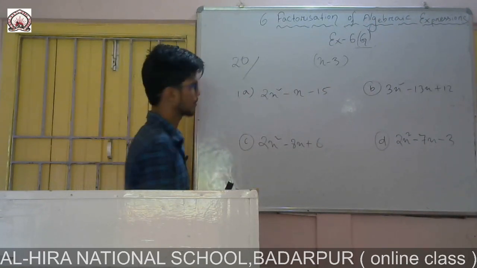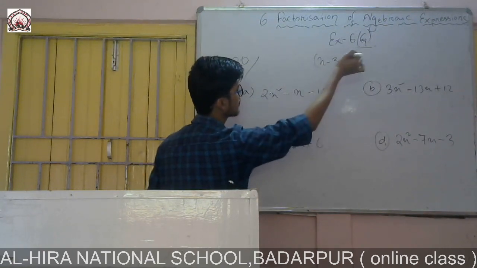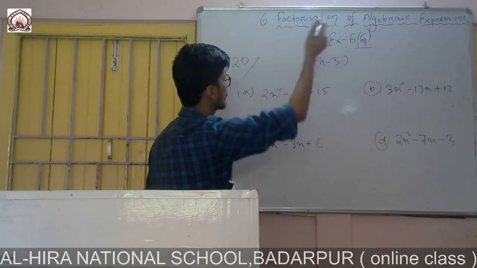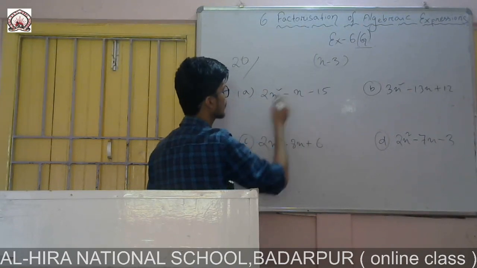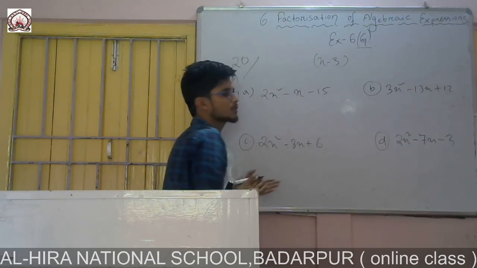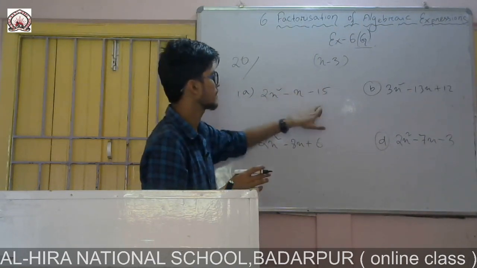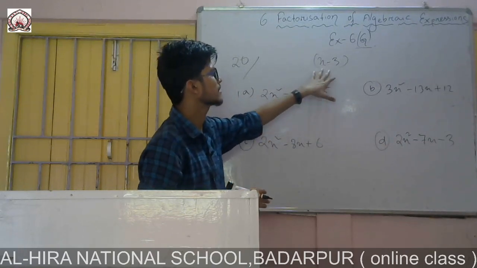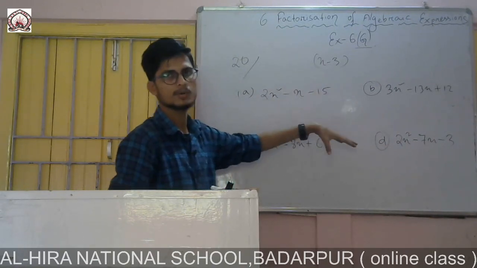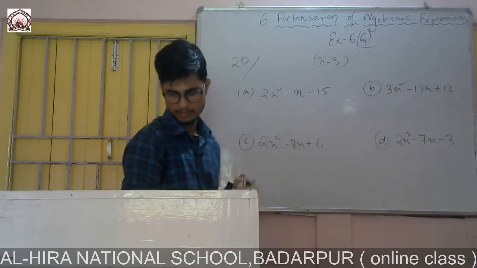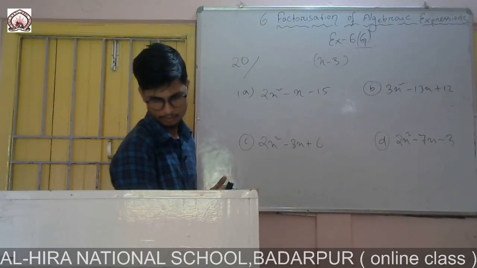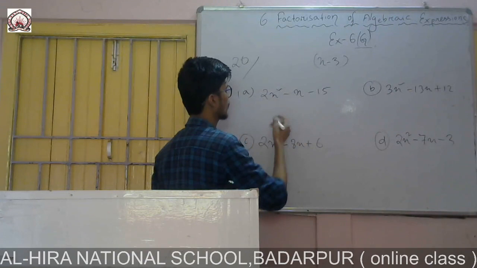So for x minus 3 equal to 0, it will be x equal to 3. So if you put the value x equal to 3 in each case, and if the answer comes 0, then x minus 3 is a factor of this expression, and if the answer is not equal to 0, then x minus 3 is not a factor of this trinomial. So simply you have to solve one by one.